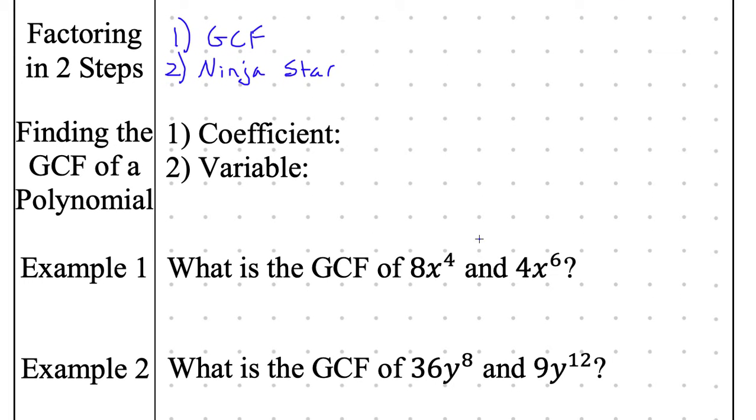Okay, so there's always 2 steps for greatest common factor. So I'm only on step 1 right now. I'm only talking about this greatest common factor. And that greatest common factor has 2 parts to it. So here we go. It has a coefficient and a variable for every single term. For example, if I had an 8x to the power 4 and 4x to the power 6, those are 2 terms. I talk about their coefficients, 8 and 4, and I talk about their variables, x to the power 4 and x to the power 6. So there's 2 components that I look at.